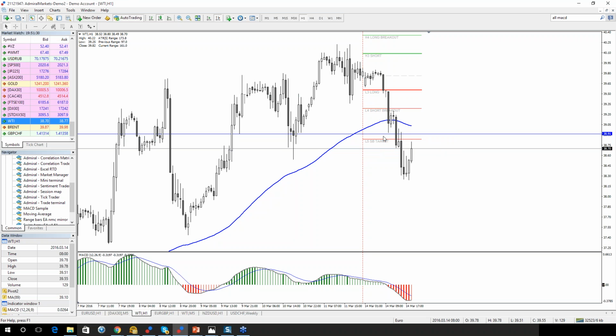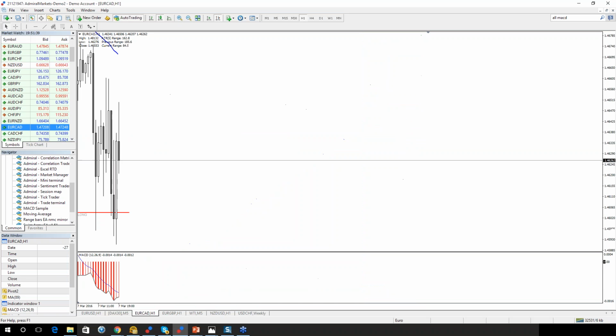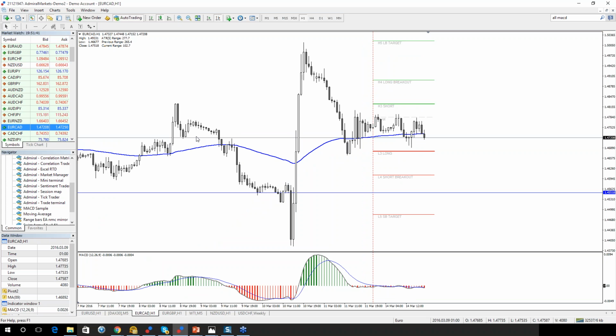And EURGBP, I don't have any particular opinion. I don't like when price makes movements like this. This is heavy range and I don't support it. I don't like it. Heavy range on EURGBP.